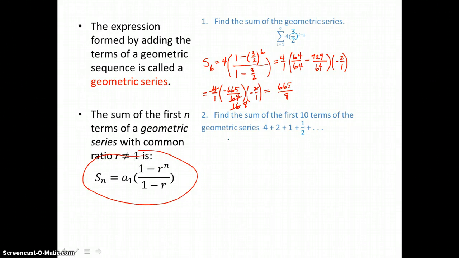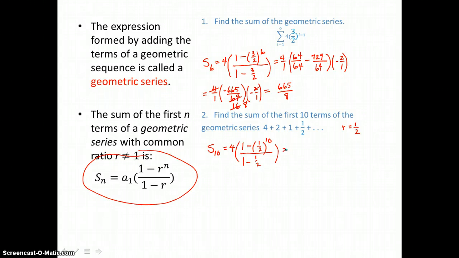In problem 2, we want to find the sum of the first 10 terms of the geometric series that's given. So we'll use our sum formula. We're summing 10 terms. The first term we can see is 4. And our common ratio we'll have to find by dividing. So that common ratio for this geometric sequence is 1 divided by 2. Any 2 terms in a row, remember, will give us that common ratio. And we're summing 10 terms, so n is 10. In the denominator I have 1 minus 1 half.